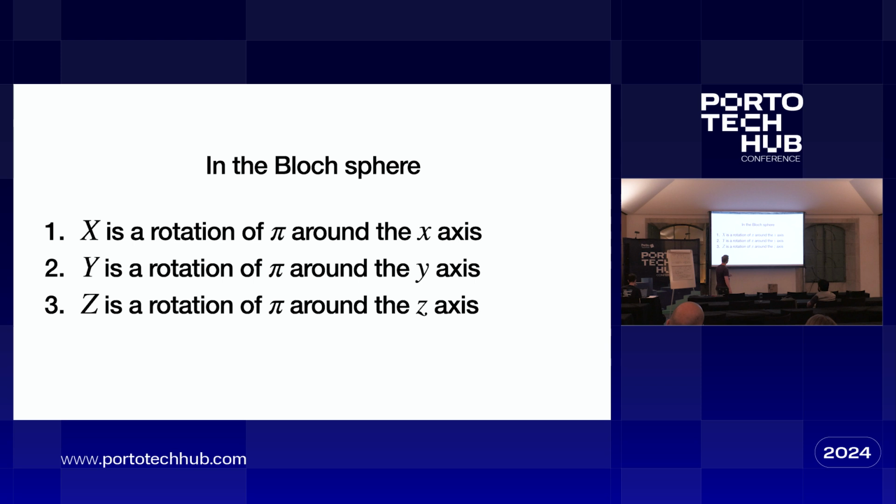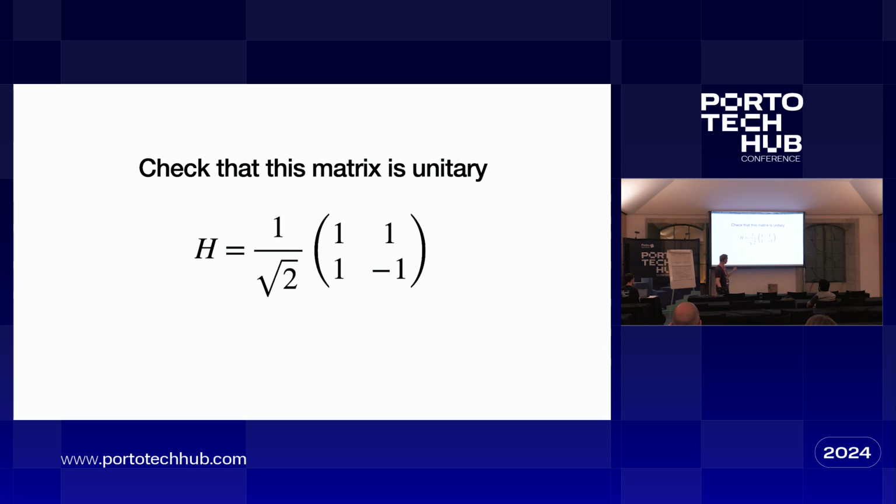So, how do they act on the Bloch sphere? X is a rotation of pi, 180 degrees, around the x-axis. Y is a rotation around the y-axis, and Z is a rotation around the z-axis, the vertical axis, okay? I'm not going to show it because we're running out of time, but that's what they do. You can validate this. Here's another matrix which is very common, called the Hadamard matrix. This is also unitary.